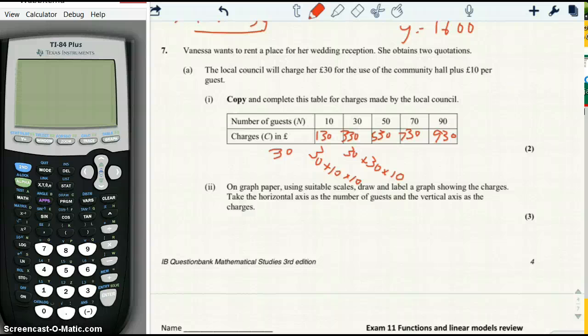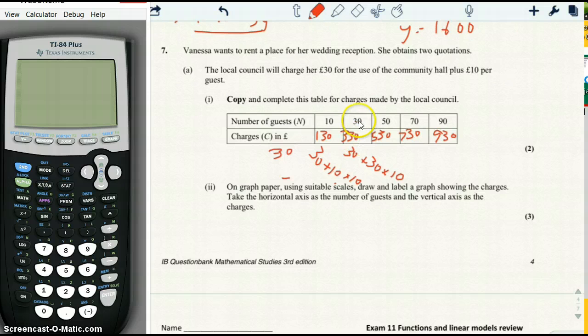So this table I made here, basically what I did was, okay, how much do you pay for 10 guests? Well, you pay 30 plus 10 guests times £10 per guest, so that's 30 plus 10 times 10. 10 times 10 is 100. Make sure you do the multiplication first. And then you add 30. And then you get 130.